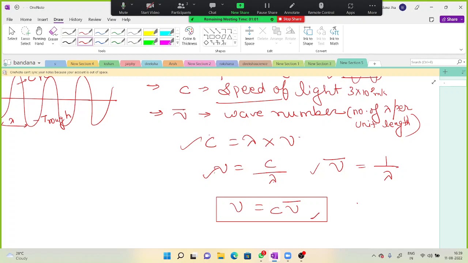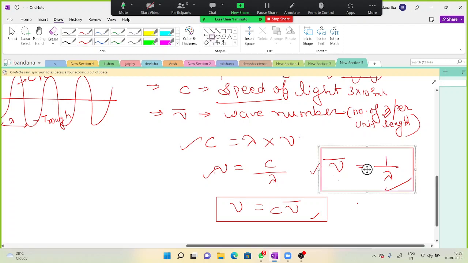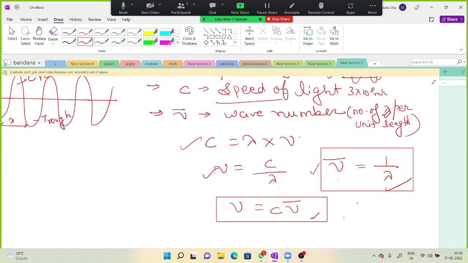c is equal to lambda mu. Mu is equal to c upon lambda. Wave number is the number of wavelengths per unit length, so mu bar, the wave number, is equal to 1 upon lambda. This is the formula of wave number. So mu, that is frequency, is equal to speed of light into wave number. This is the formula.